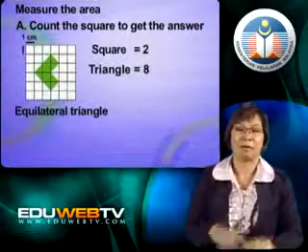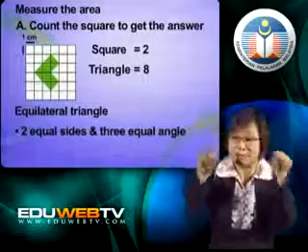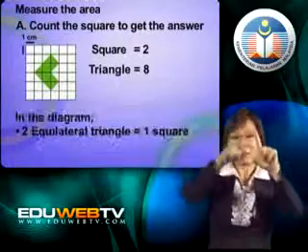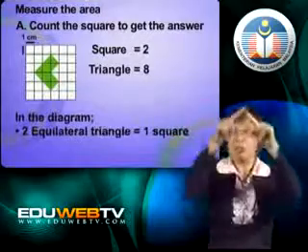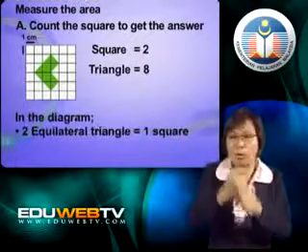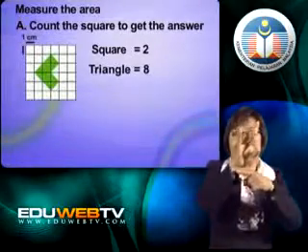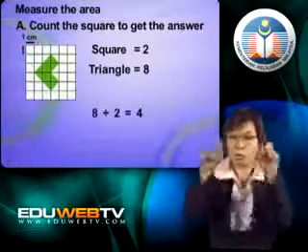As this is an equilateral triangle, it has 3 equal sides and 3 equal angles. As you can see, 2 equilateral triangles can be combined to make one square. Let's divide the 8 triangles to get the full squares. 8 divided by 2 equals 4.